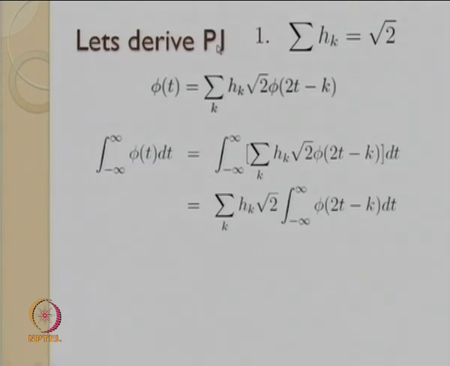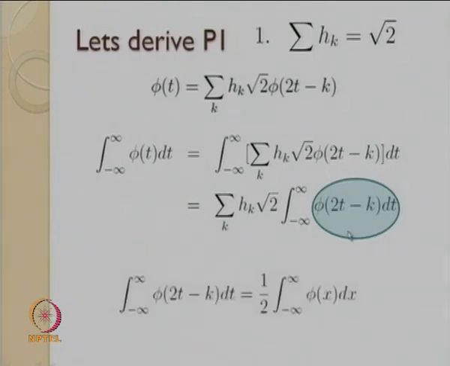For deriving property number 1, which is that the summation of all the scaling coefficients should be equal to square root of 2, we started once again with the scaling equation. We integrated both the sides and then we took the summation outside the integration. And then we realized that this phi of twice t minus k can be written like this. One can substitute twice t minus k is equal to x, for example, and solve this. Very quickly we can show this, and we actually showed this in the last lecture.